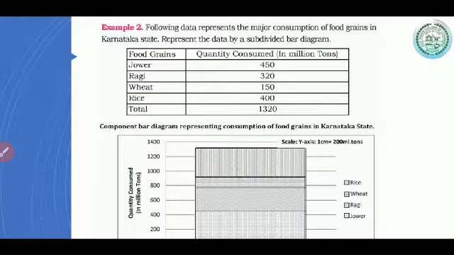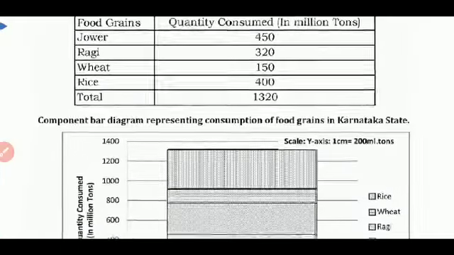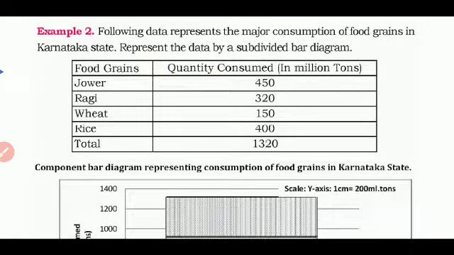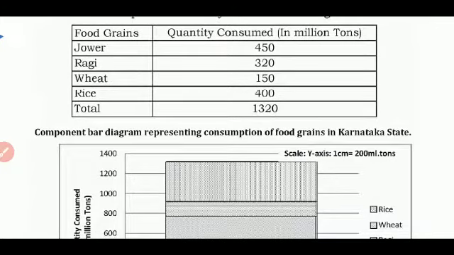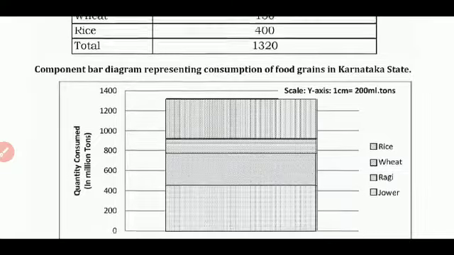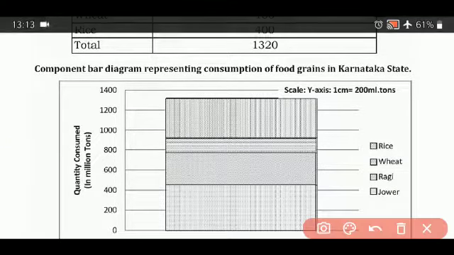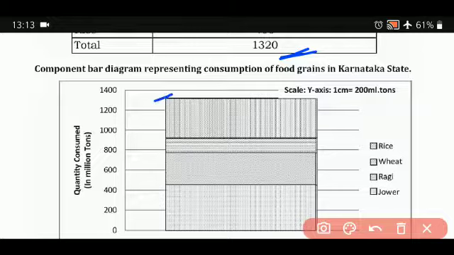We will see one more example of the same type. The following data represents the major consumption of food grains in Karnataka state. Represent the data by a subdivided bar diagram. Now see, the best thing is they have given the total. So the total 1320 you will be marking here. Now here they have taken the scale 0, 200, 400, 600, 800, 1000, 1200 and 1400. They have taken a difference of 200. So the maximum value is marked here. Always the maximum value is marked.